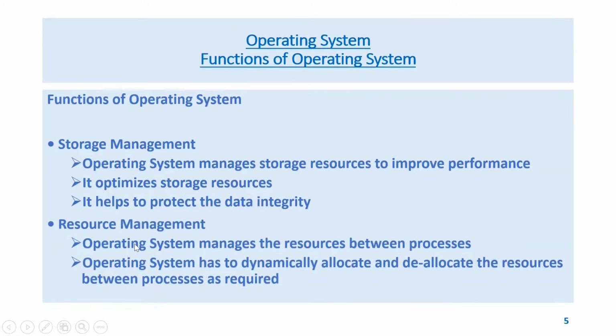Resource management. Operating system manages the resources between processes. Operating system has to dynamically allocate and deallocate the resources between processes as required. So some processes may be idle and may not require the resources. At that point of time, operating system has to deallocate the resources for that process, and whichever process is running and require the resource, operating system has to dynamically allocate that resource to that process. So this resource management is done by the operating system.